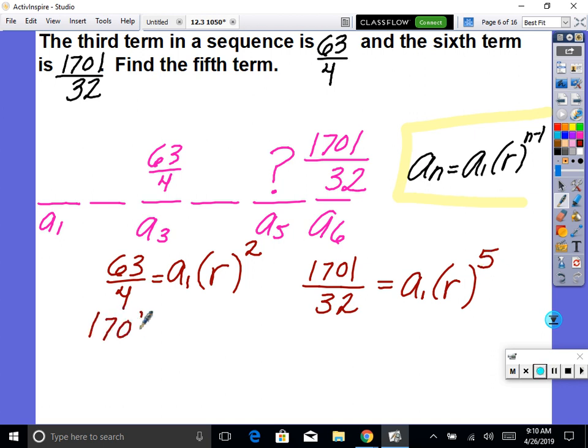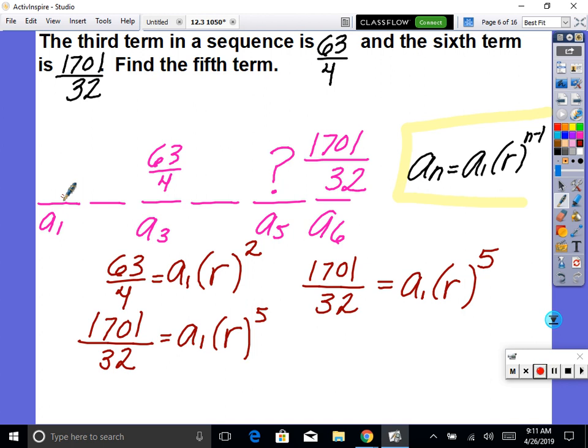So 1701 over 32, and then that's equal to a sub 1 times by r raised to the 5th. Let's think about the algebra here. Okay, so a couple different things. Is it true that their a sub 1s are the same? Yeah, right? And it's true that their a sub 1 and their r's are the same. That would make sense. A sub 1 and then what we're timesing by is the same. So we could solve by a couple different methods. There's just a lot of different algebra that would work out here.